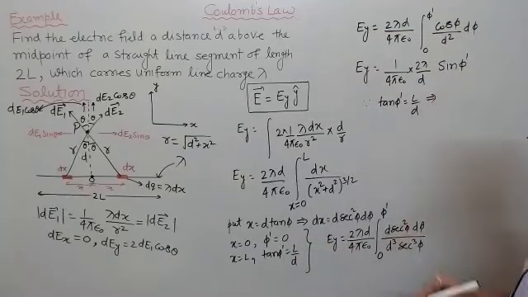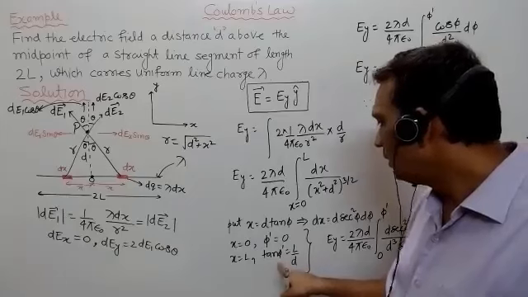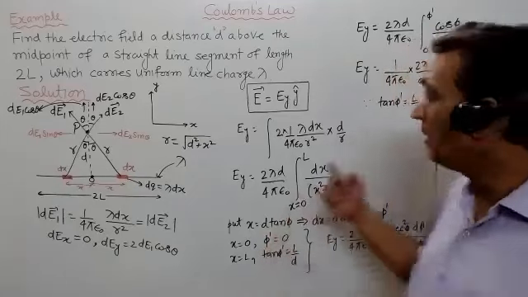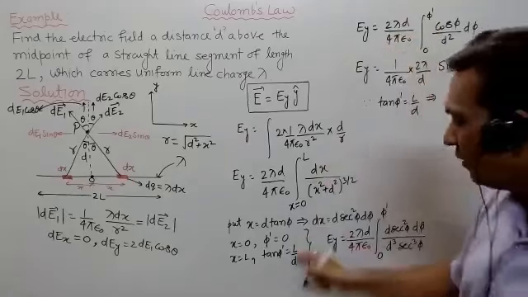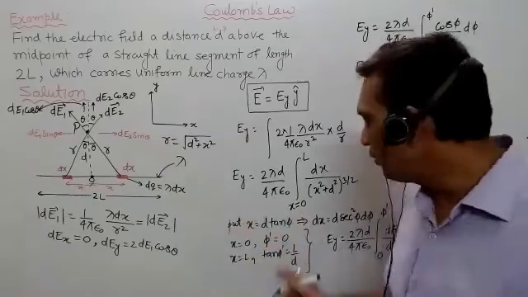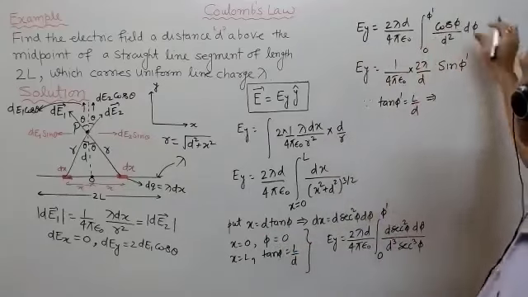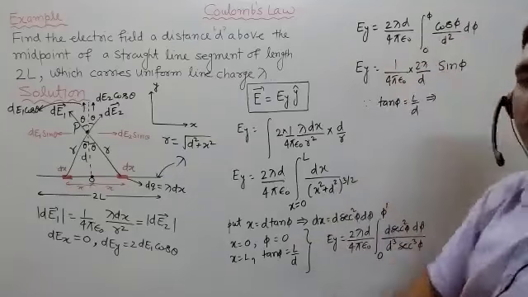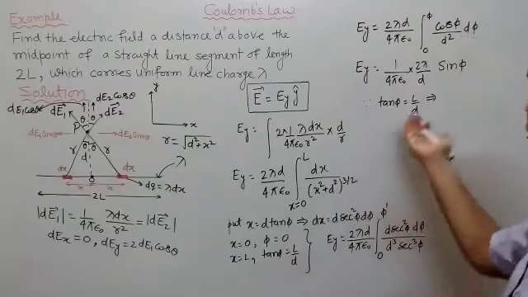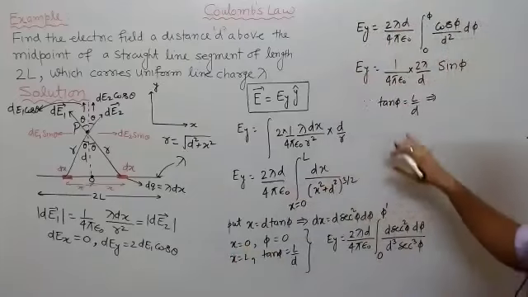Since x is equal to d tan phi, if x is equal to L, then tan phi will be equal to L by d. Why tan phi dash? Just to distinguish the new limit, I have taken it as phi dash. I have just changed the notation. You can take phi also, no problem. The result will be the same.